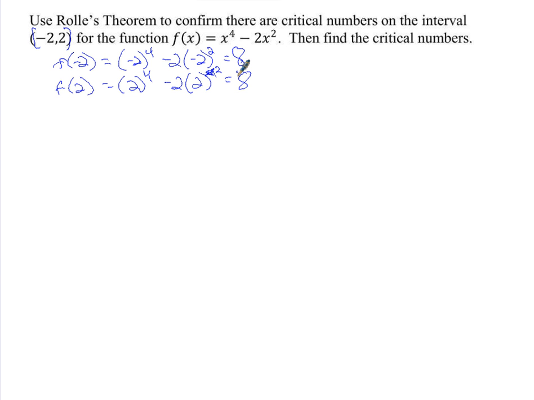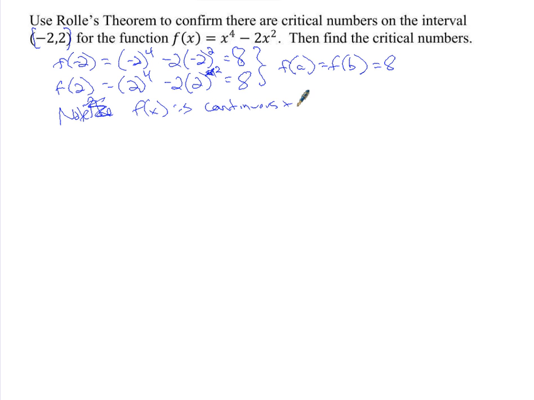Okay, so what does that tell us? First of all, this means that f at A equals f at B equals 8. So I'm just saying right there that that sets up part of Rolle's theorem. The other part of Rolle's theorem is that the function has to be continuous and differentiable. So I could write, note f of x is continuous and differentiable.